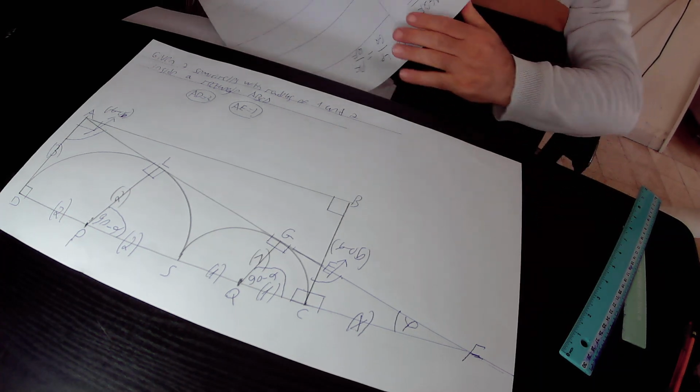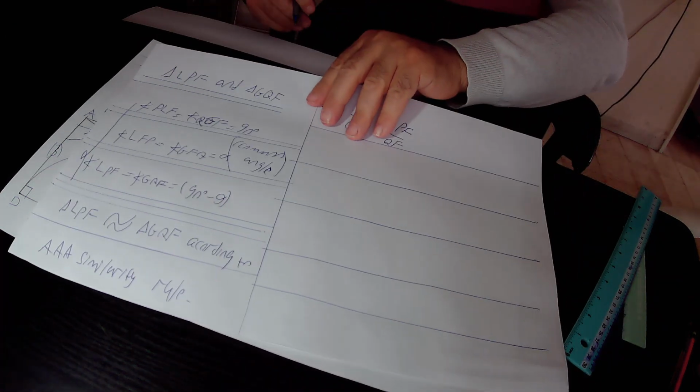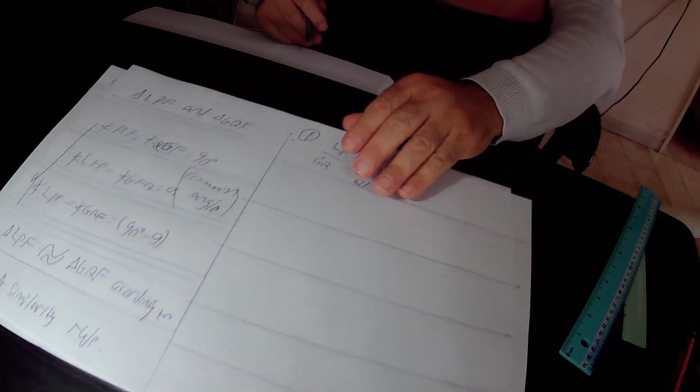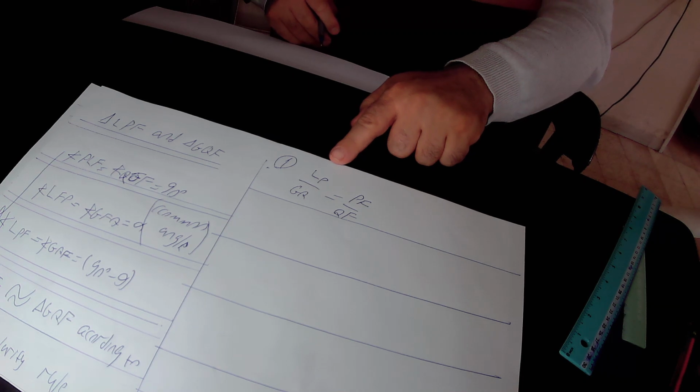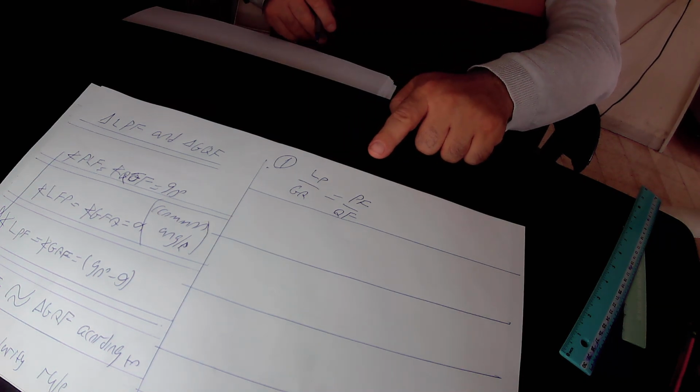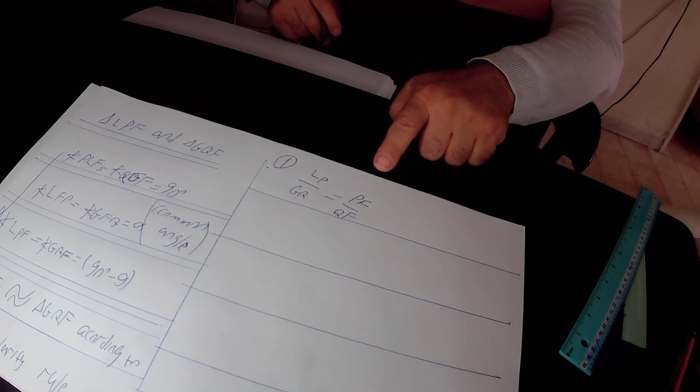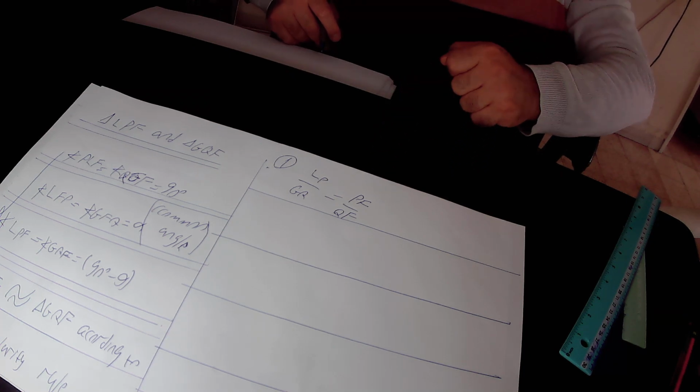I'll repeat again. We will derive that side LP in the big triangle over side GQ in the small triangle equals side PF in the big triangle over side QF in the small triangle.